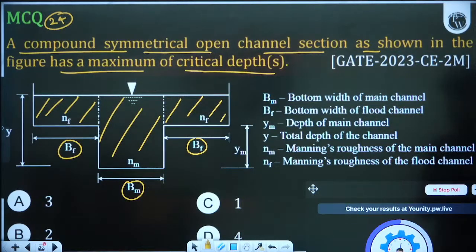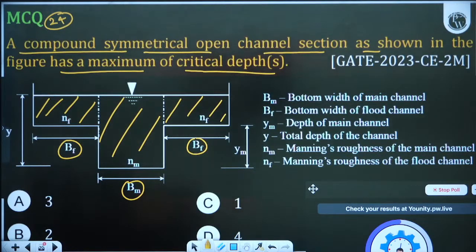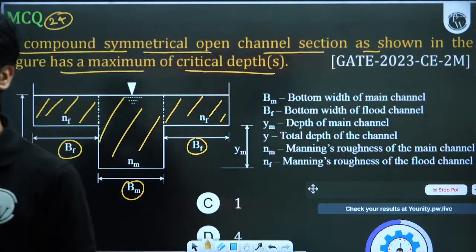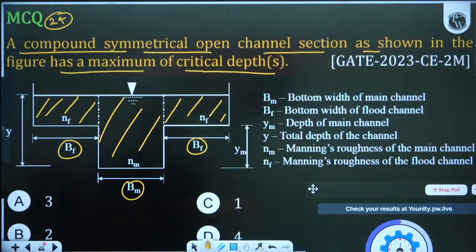So what will be the answer? A, B, C, D? Quickly tell me. What will be the answer of this question? Quickly tell me. How many critical depths are possible? Quickly tell me.